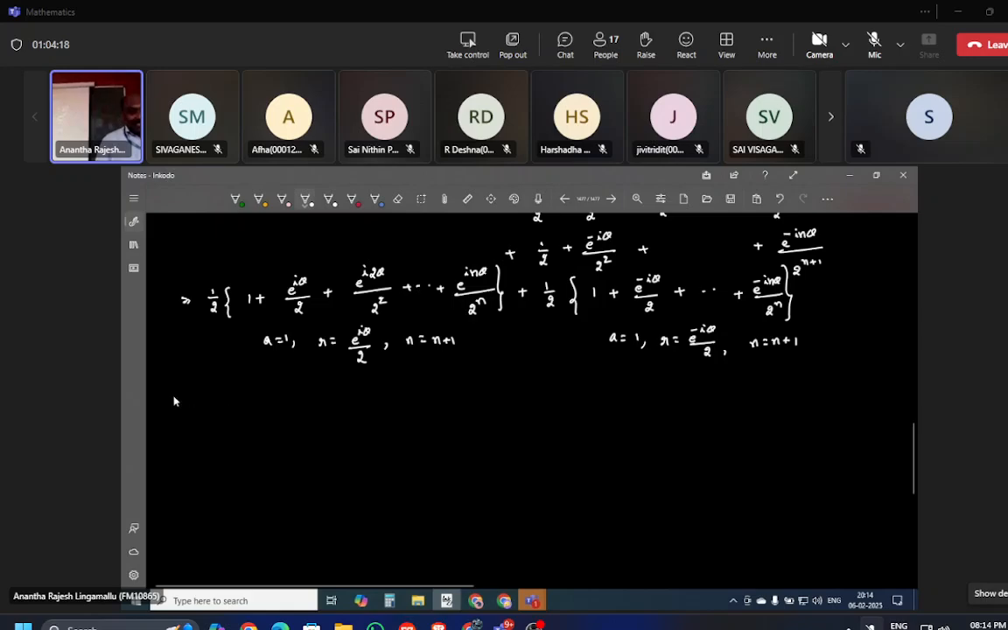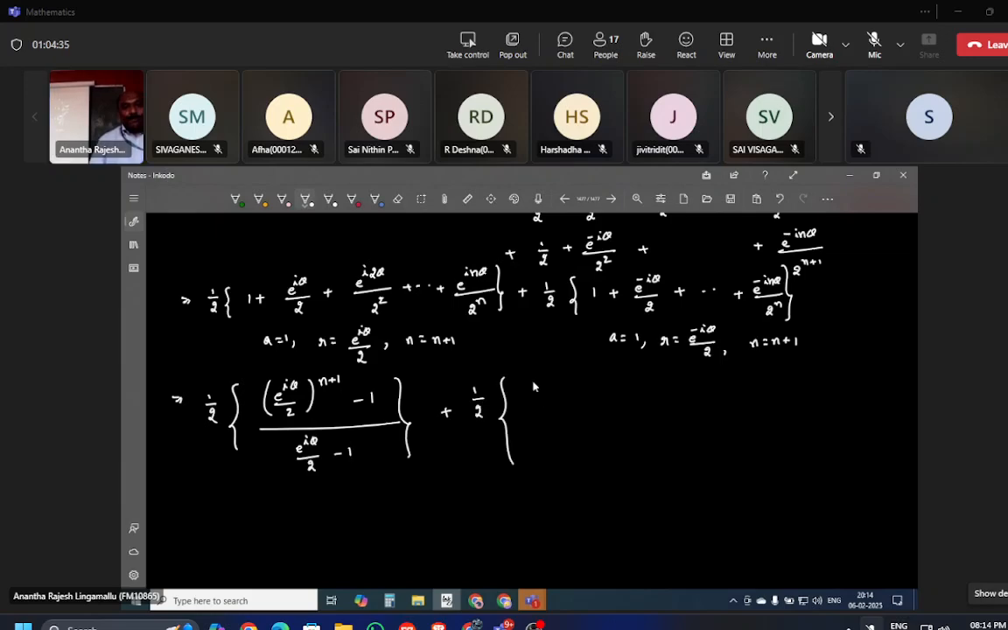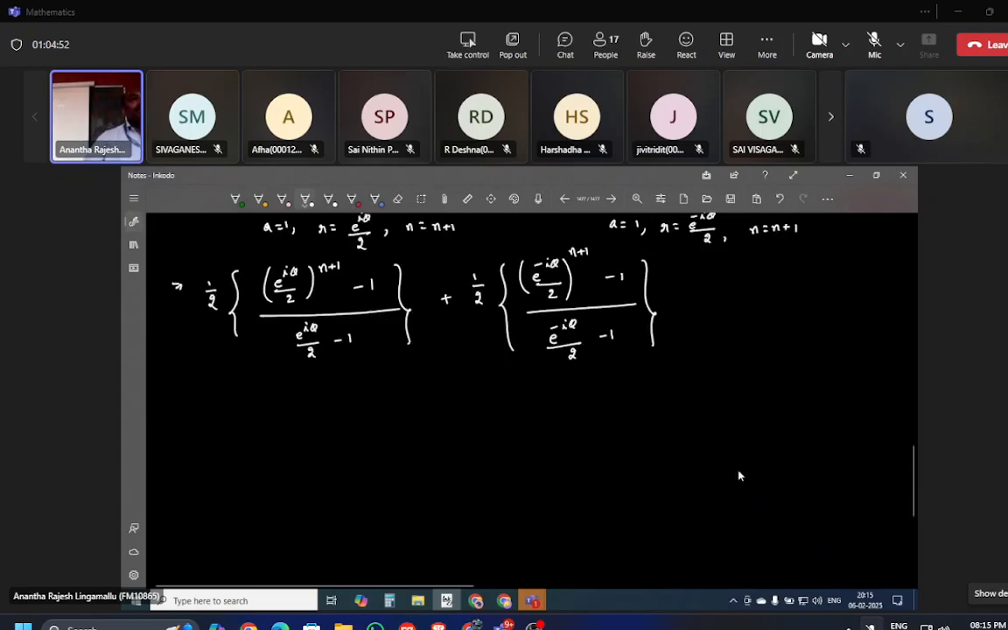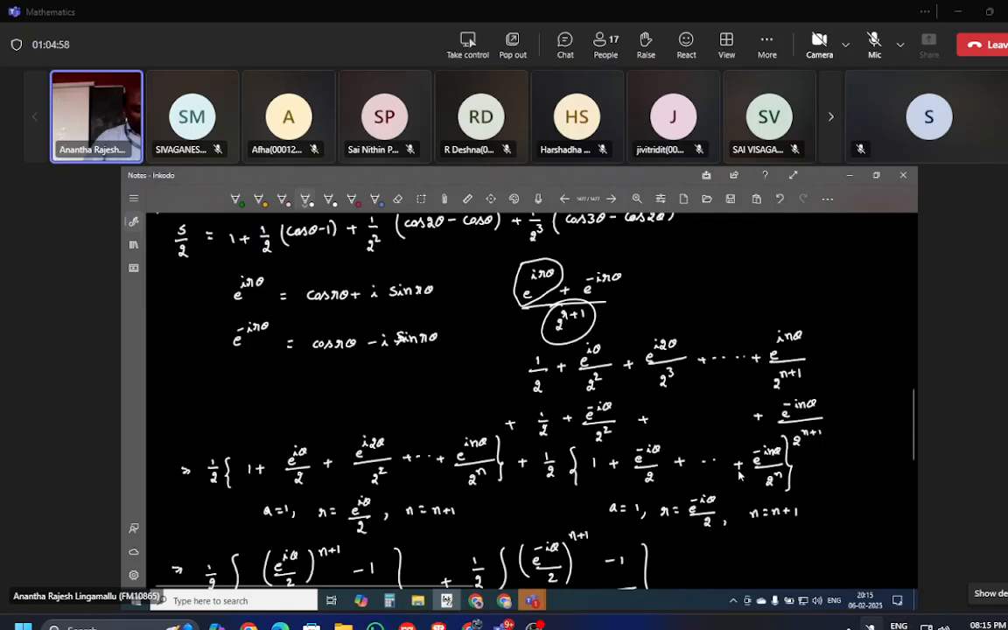Good. Next, half into a, no need, r power... e power i theta by 2. a into r power n minus 1 by r minus 1. That is first. Plus, next one, half e power minus i theta by 2 whole power n plus 1 minus 1 by e power minus i theta by 2 minus 1. Then now you put theta equal to pi by 3 and you can find the answer. Okay? Excellent. Super question, the beginning.